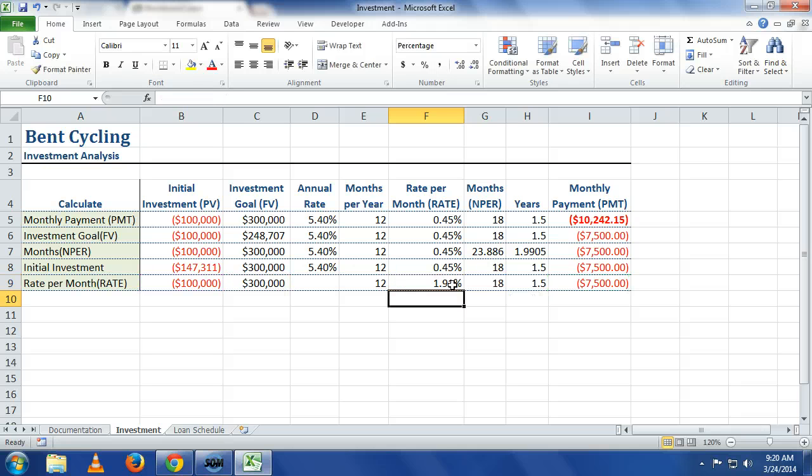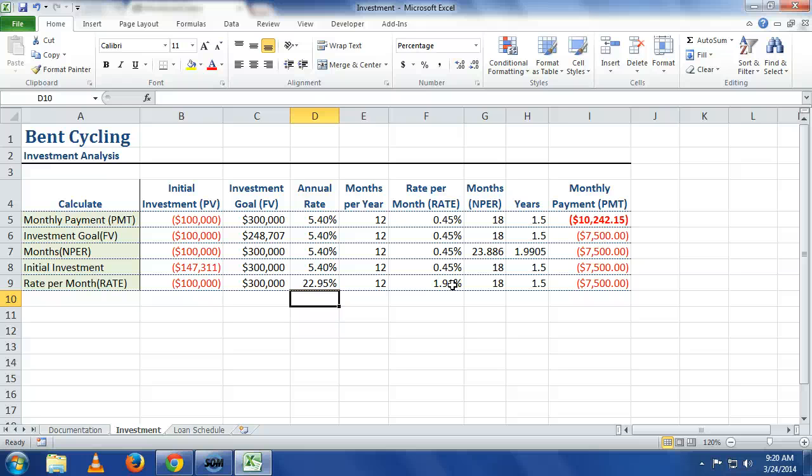I hit enter, and it tells me 1.91. But that's every month. So how do I get the annual rate? What would I do to get the annual rate? Multiply F9 times E9. And I need to get a 22.95%.